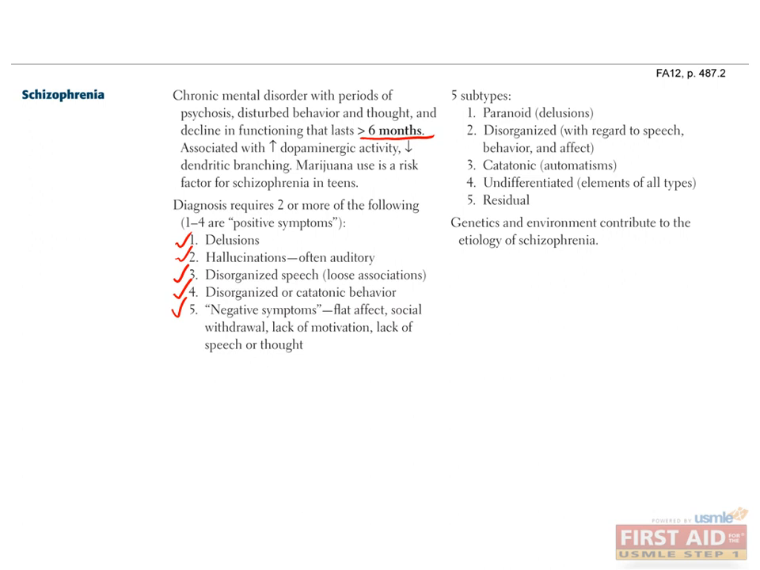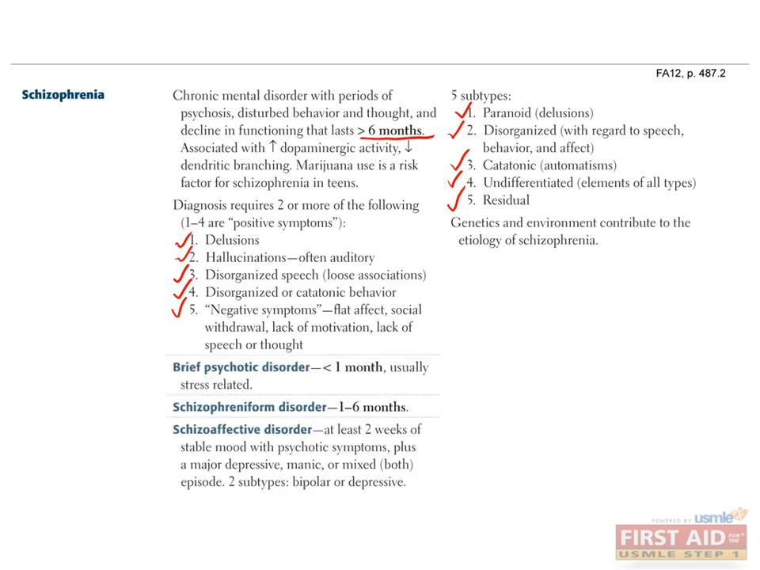Within schizophrenia, there are at least 5 different subtypes. It's important to be aware of these, but for the purposes of Step 1, they're simply highlighting the predominant symptoms seen in the patient, and they usually don't cause you to change management. These include paranoid subtype, involving delusions, disorganized subtype, with regards to speech, behavior, and affect, the catatonic subtype, which often involves automatisms, undifferentiated subtype, which has elements of many others, and residual, which has some features long after the majority of features have disappeared.